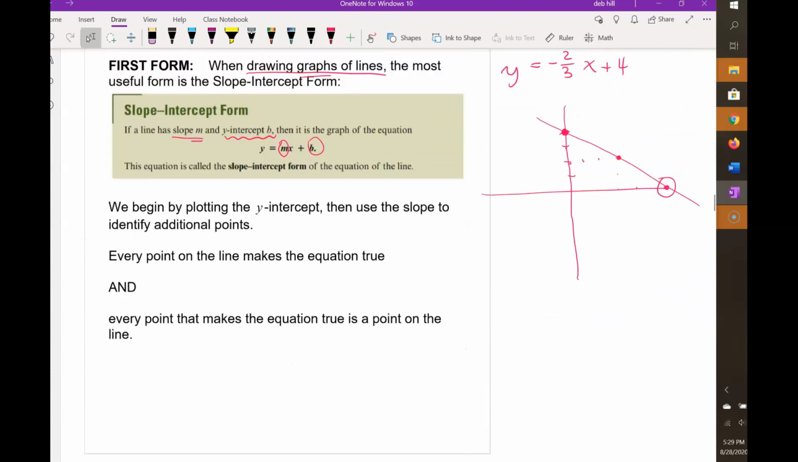In fact, if you think about it, really what a line is, is so many points so close together that you can't see the space between them. So when we draw that line, really we are indicating that it's an infinite set of points that all make that equation true.